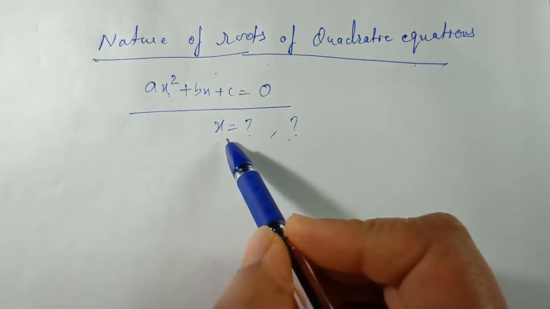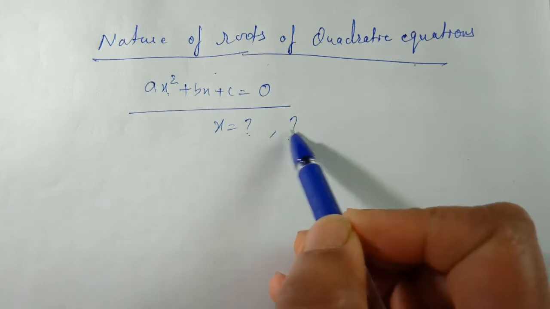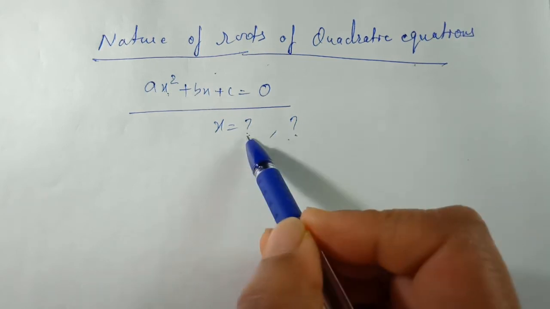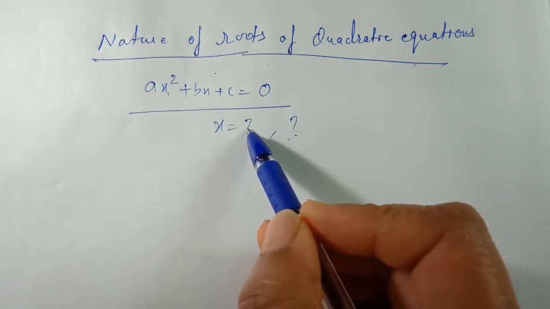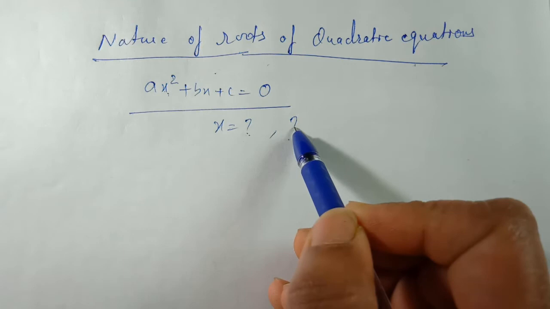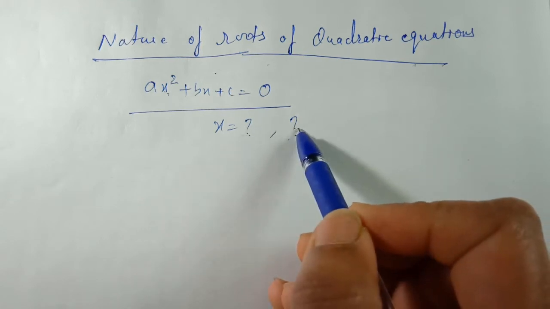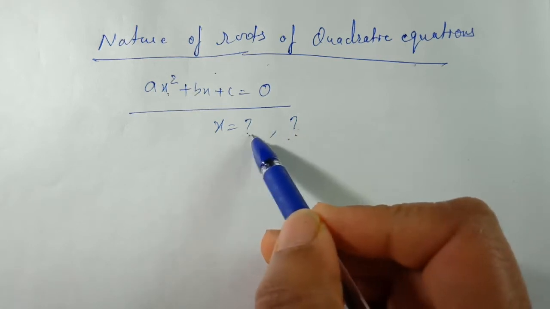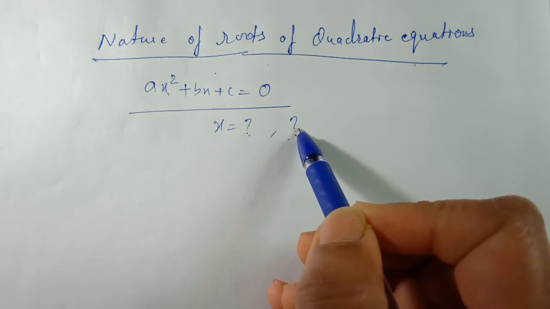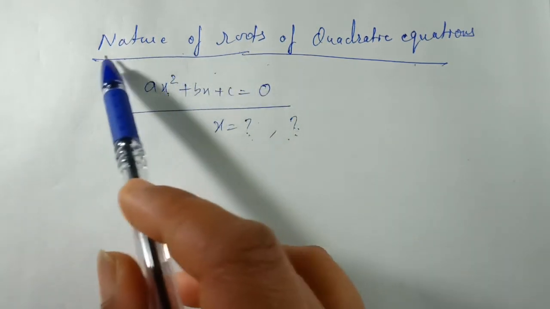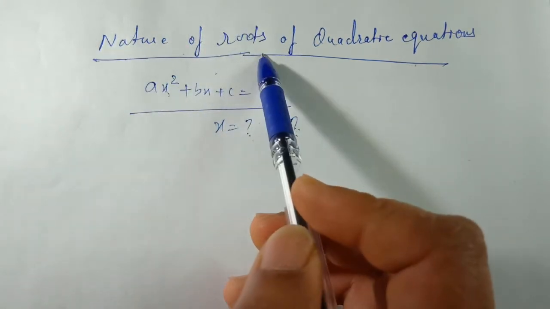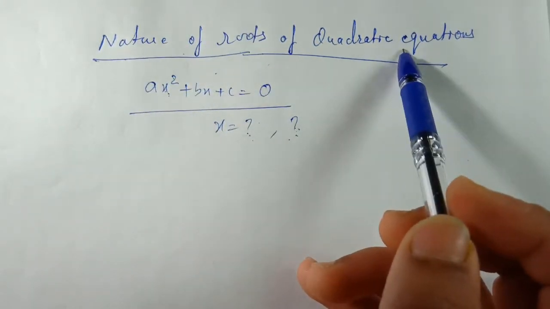Sometimes when we solve, we find both of them are the same number, so it means they are equal. Or sometimes for some quadratic equations they are unequal, meaning they are different. And it is also possible that in some quadratic equations no roots can be found. Such conditions are called the nature of roots. So how do we identify the nature of roots from the given quadratic equation?